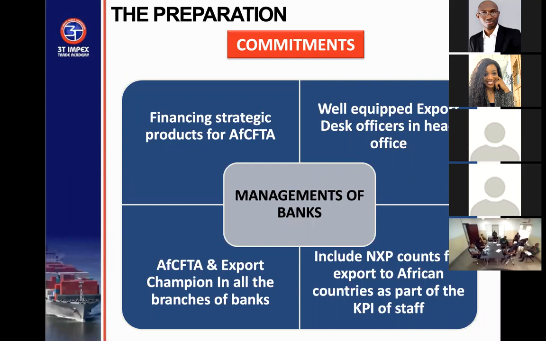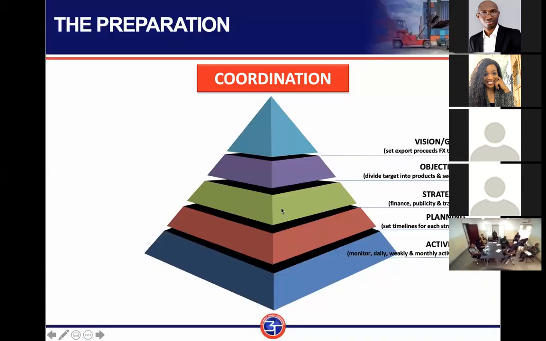It would be a bad idea if NSP count can become part of the KPI to be able to increase our focus on export. Now, there must be a rallying point. The bank must have a rallying point for this program. Coordination. We must have a vision. What do we want to achieve? Objective.